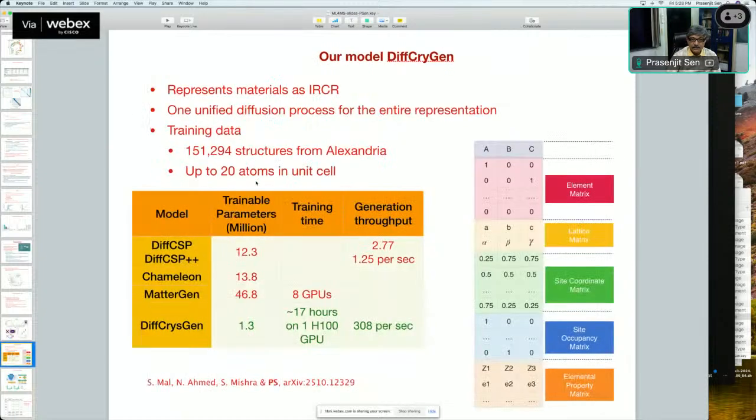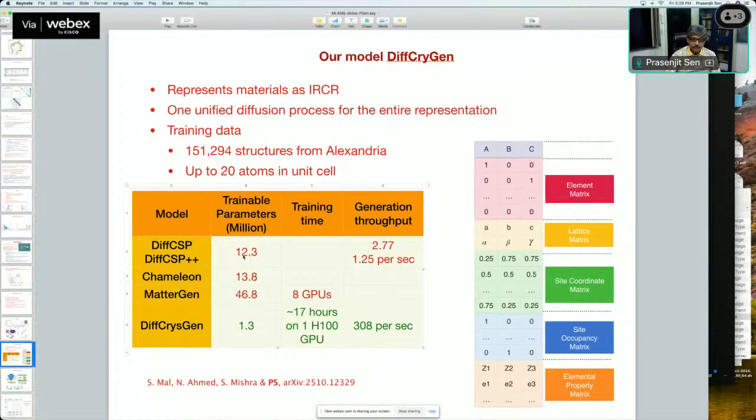But what is done in this model is that this entire thing, this entire 2D matrix, if you wish, the IRCR, is treated as an image, and it's similar to adding noise to the picture of a dog or a cat. The whole thing is made noisy and then denoised again to recover the original thing. And once you have mastered that process, you can generate new materials. So I'll just do some quick comparison.